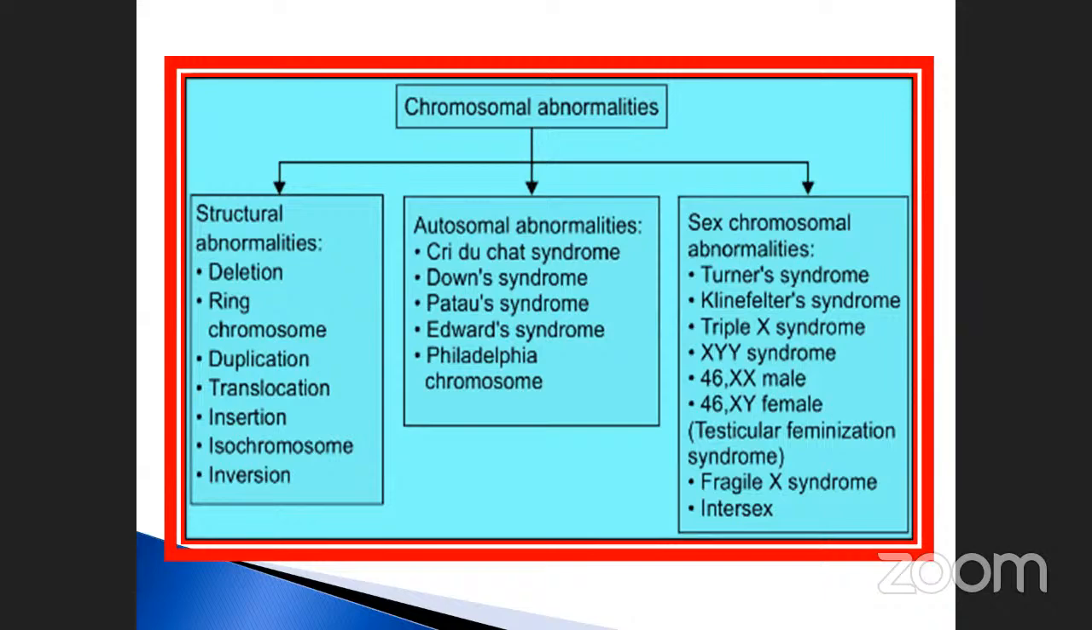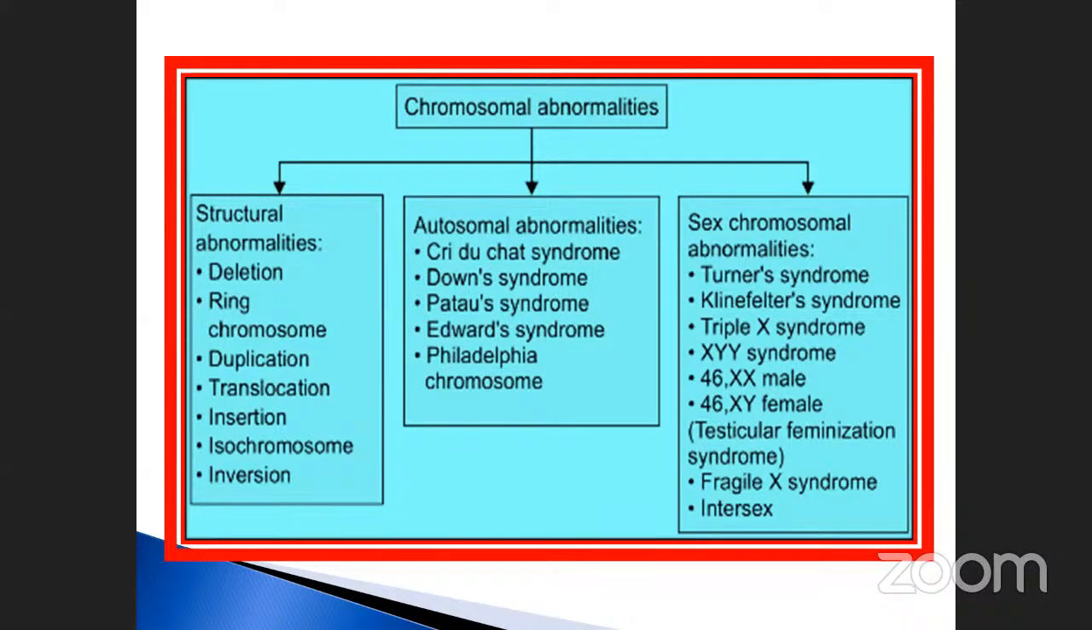Don't forget, my dears, sex chromosome abnormalities are mostly difficult in nature. Turner syndrome, Klinefelter syndrome, triple X syndrome. Note it down, my dear. XYY syndrome, and 46XX male, 46XY female.